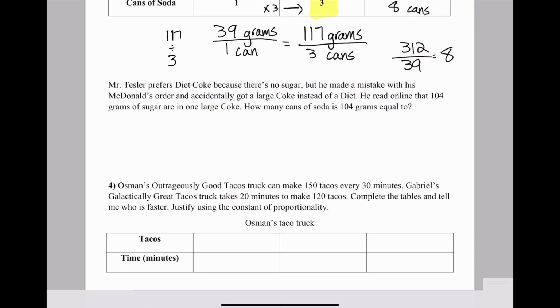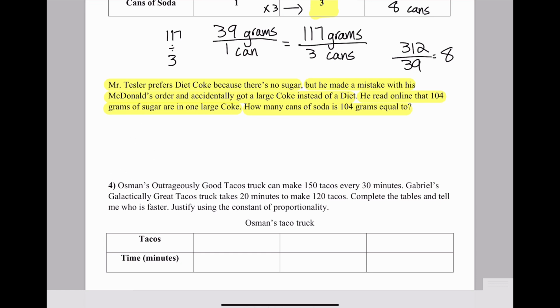Okay, now this next part is a little bit of information you don't need, which is Mr. Tesler prefers Diet Coke because there's no sugar. But he made a mistake with his McDonald's order and accidentally got a large Coke instead of a Diet. He read online that 104 grams of sugar are in 1 large Coke. How many cans of soda is 104 grams equal to? So when I drink that large Coke from McDonald's, how many cans of soda did that equal?